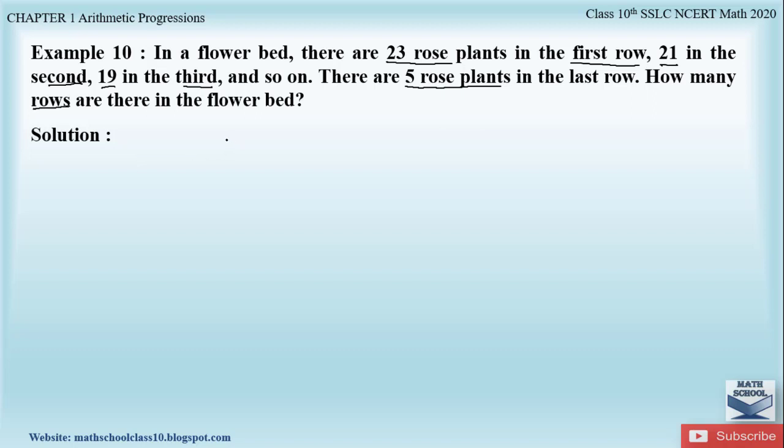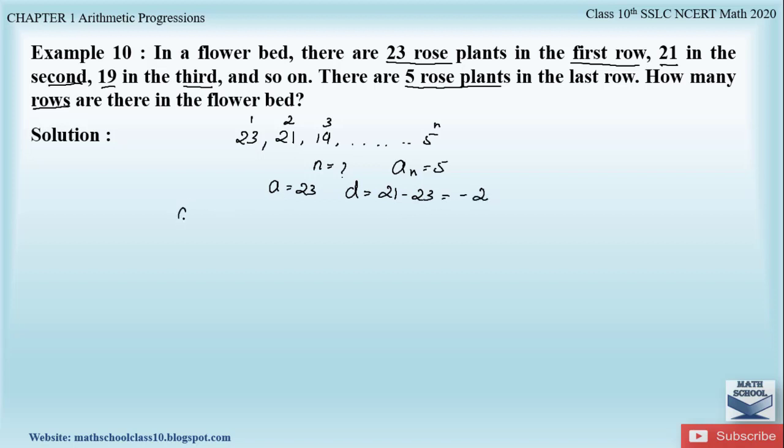So they have given us the rose plants in the first 3 rows and in the last row. The number of rose plants in the first, second and third row are given as 23, 21 and 19, and in the last row there are 5 rose plants. Now we have to determine how many rows are there in the flower bed. This is the first row, this is the second row, this is the third row and this is the nth row. Therefore we have to determine the n value. The nth term value is given as 5. The first term a is equal to 23 and the common difference d will be 21 minus 23, which is equal to minus 2. Now let us apply the nth term formula.